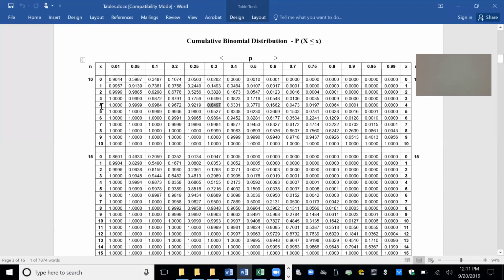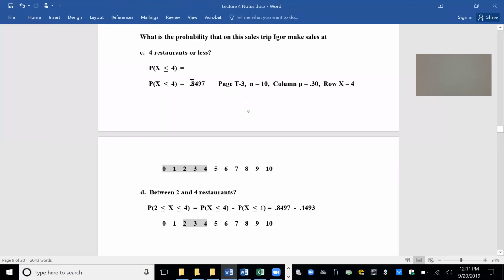That is in the row labeled 4. So given a binomial distribution with n of 10, p of 0.3, the probability being 4 or less is 0.8497. And that is what is supplied here. So it's 0.8497, an 84.97% chance we will close 4 or fewer deals.